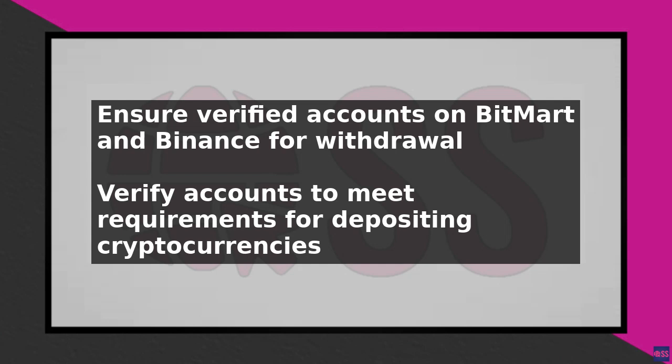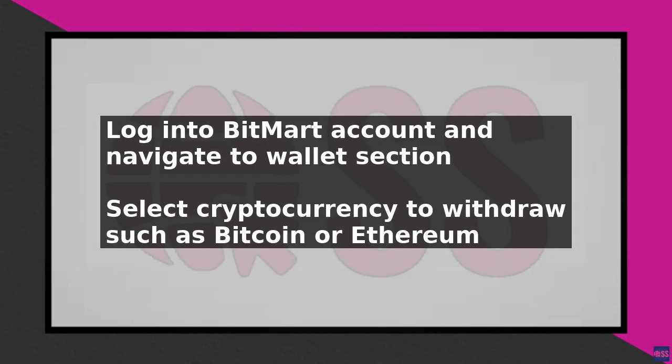Here, you will see a list of all the cryptocurrencies available on the platform. Select the cryptocurrency you wish to withdraw, such as Bitcoin or Ethereum. Click on the Withdraw button next to the selected cryptocurrency. You will then be prompted to enter the withdrawal address. This is where you will need to copy and paste the deposit address from your Binance account.